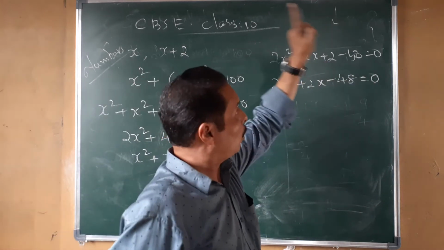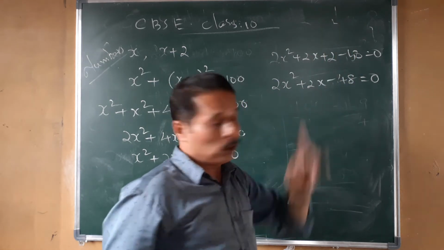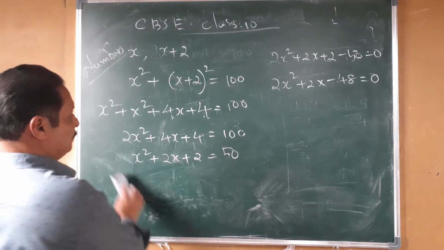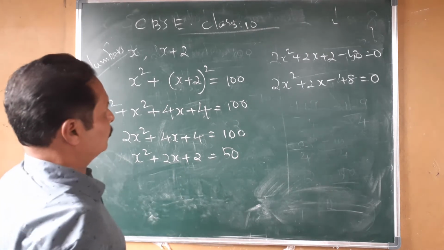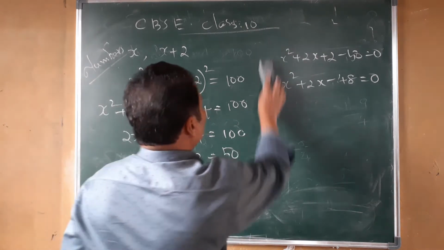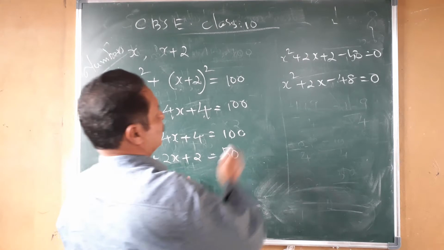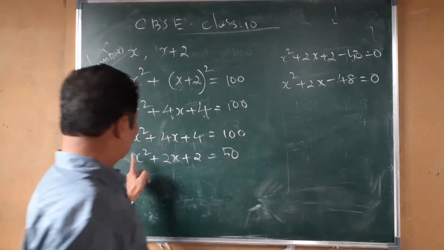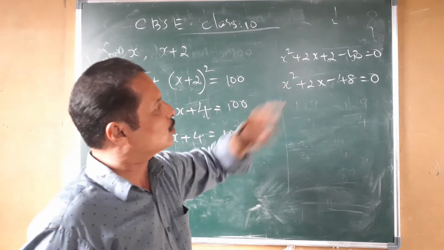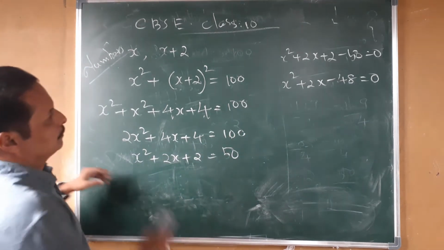Subtract the smaller one from the larger one and put the sign of the larger one. Is it clear? I am sorry, this is not 2x square. Here it is x square, isn't it? It is x square. So x square plus 2x plus 2 minus 50 equals 0. It is x square, is it not?